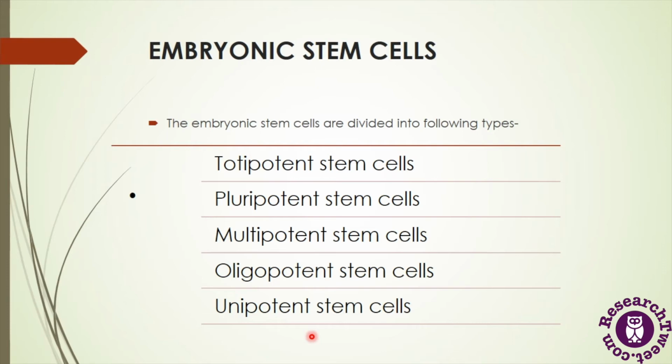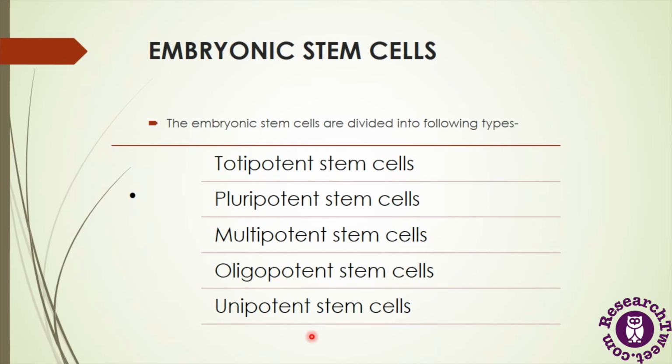These form the early embryo and can differentiate into any cell type, but not all. Now the multipotent stem cells can differentiate into closely related cell types. For example, hematopoietic cells can differentiate into RBCs and WBCs, but they can only differentiate into blood cells, either RBC or WBC. Another type is oligopotent.